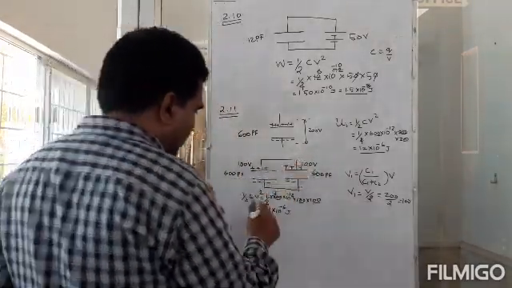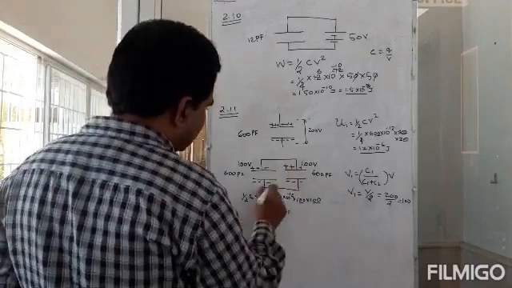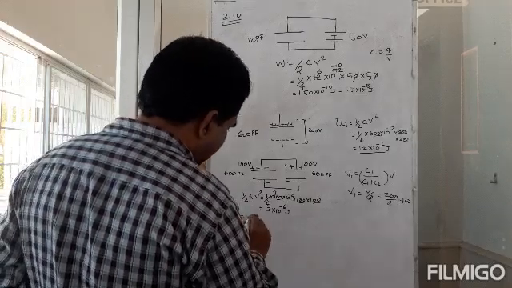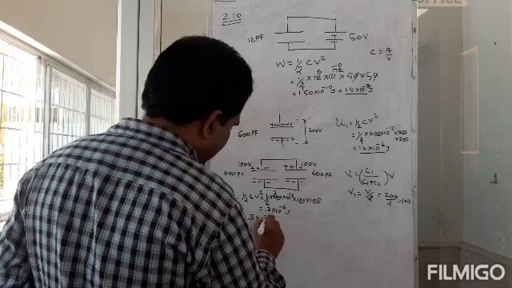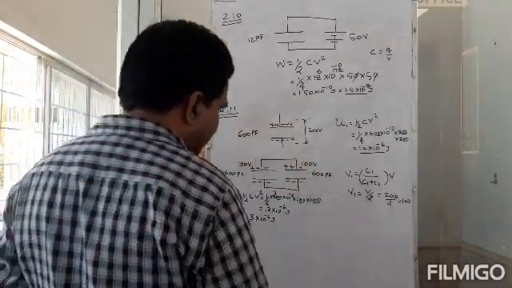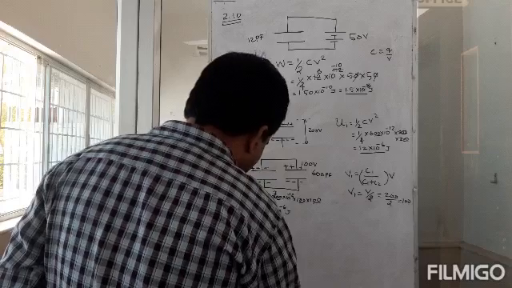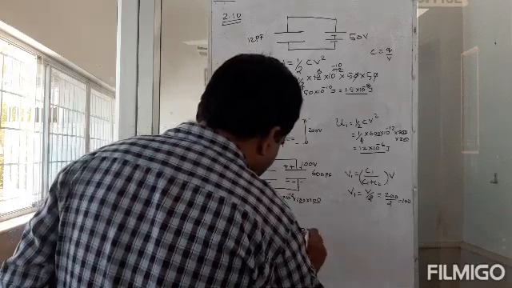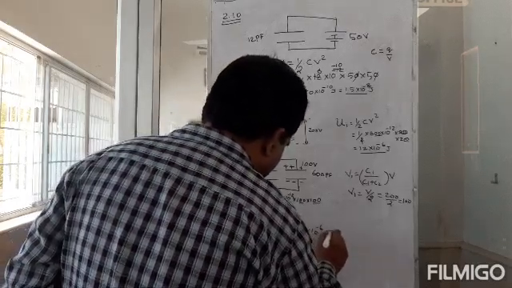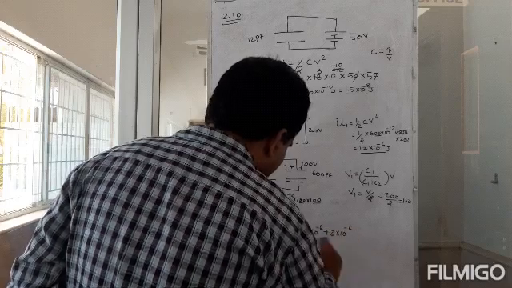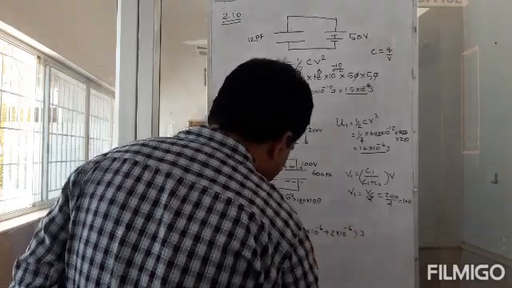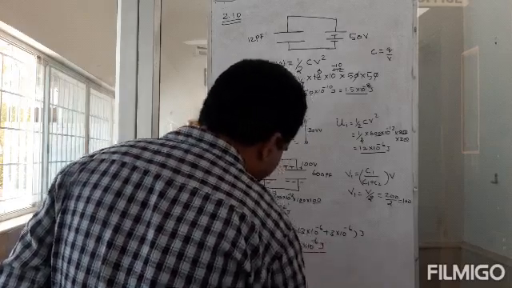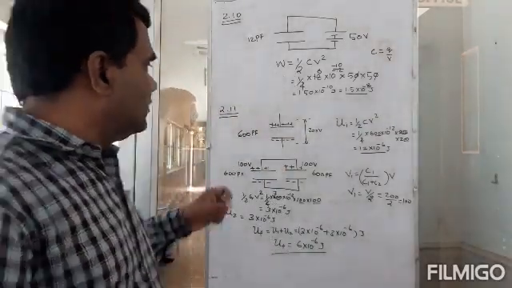The other capacitor will also have the same energy, right? So this is energy in capacitor 1, and energy in capacitor 2 is also equal to 3 into 10 power minus 6 joules. So now what's the total energy in the capacitors? So U final is equal to U1 plus U2, that is equal to 3 into 10 power minus 6 joules plus 3 into 10 power minus 6 joules. So that gives you U final is equal to 6 into 10 power minus 6 joules.